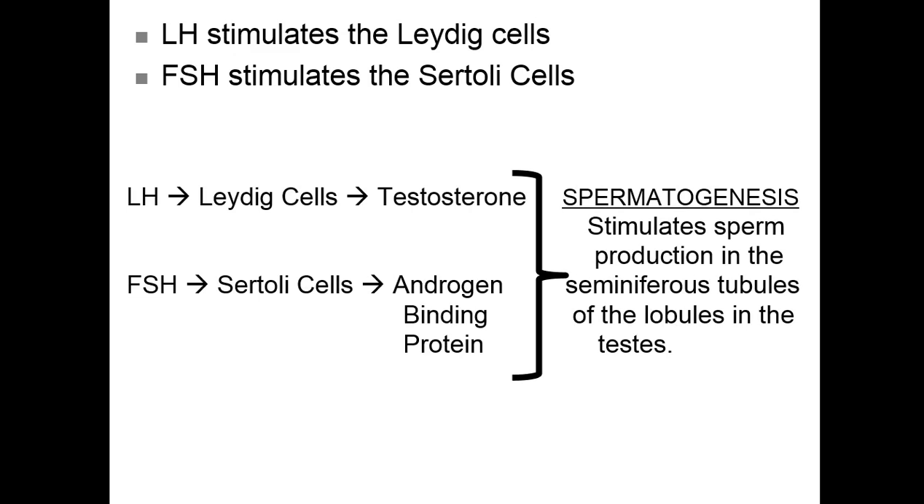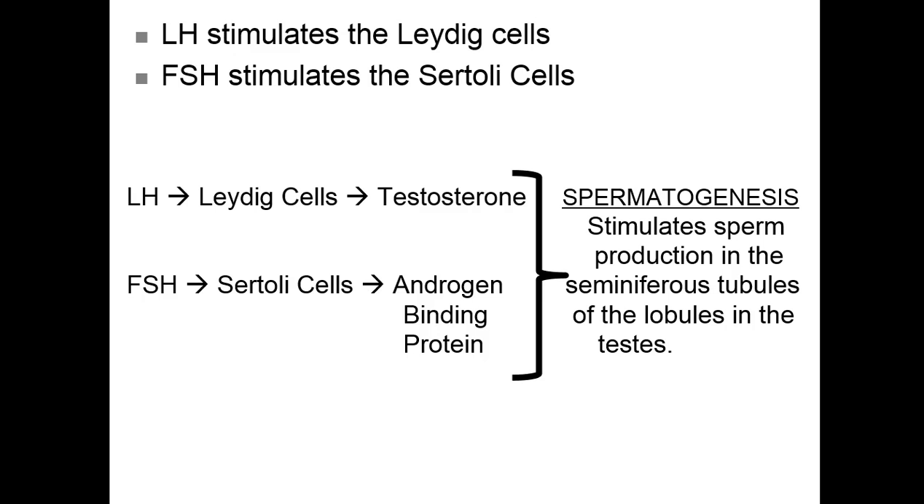So our LH is going to stimulate our Leydig cells to start producing testosterone. And remember, this is all happening at puberty. Testosterone then is the androgen, and so that's when young men start showing masculine characteristics. They start to get the facial hair and the body hair. The voice changes, all during puberty because of LH stimulating the Leydig cells to actually start producing testosterone.